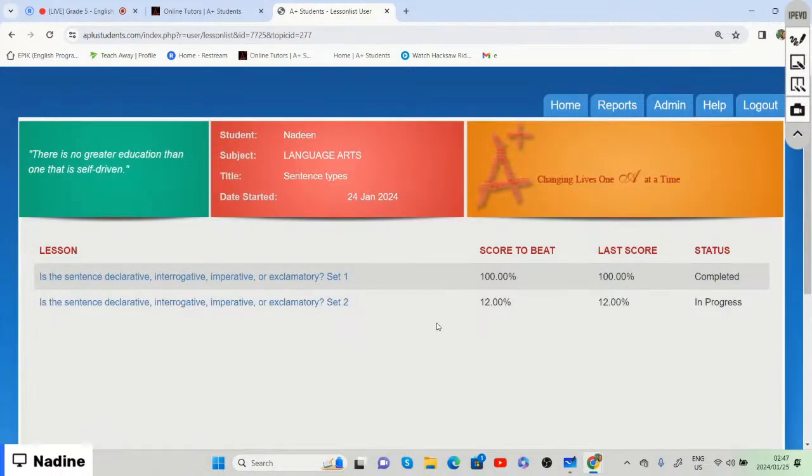All right, so that is sentence types. We said that there are four kinds of sentences, which are declarative, interrogative, imperative, and exclamatory, right? A declarative sentence is a statement that ends with a period. An interrogative sentence is where you ask a question and it ends with a question mark. An imperative sentence is basically like a command or a request and it ends with a period. But if you are stressing a point, then it ends in an exclamation mark. And an exclamatory sentence is a statement that ends with an exclamation mark.